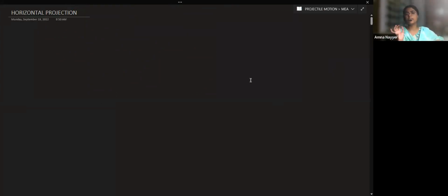Horizontal projection means what? See here, this is easier than what you've studied. Here your projectile covered this type of motion. This was the path covered by the projectile, and this was the angle with which you had thrown it. Now, if this angle is 0 with the x-axis, it means you are throwing a body like this.